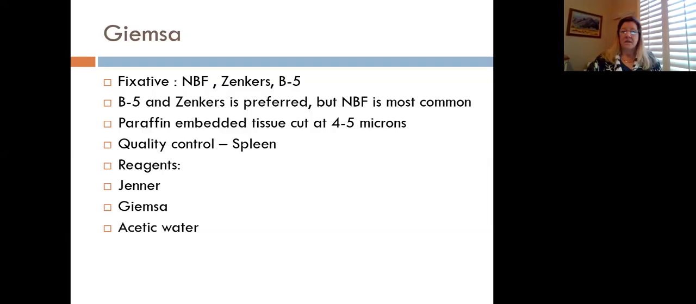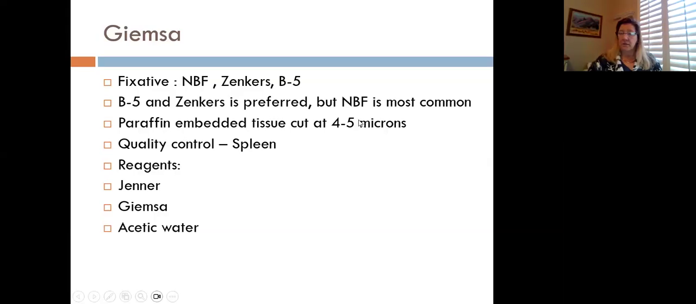Okay, so back to our Giemsa. The preferred fixative for Giemsa is NBF, neutral buffered formalin. It could be Zenker's or it could be B5. But again, what's wrong with this? Mercury components, right? So really we prefer NBF.